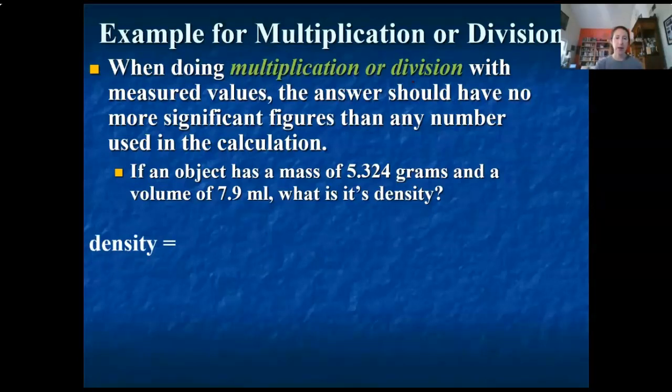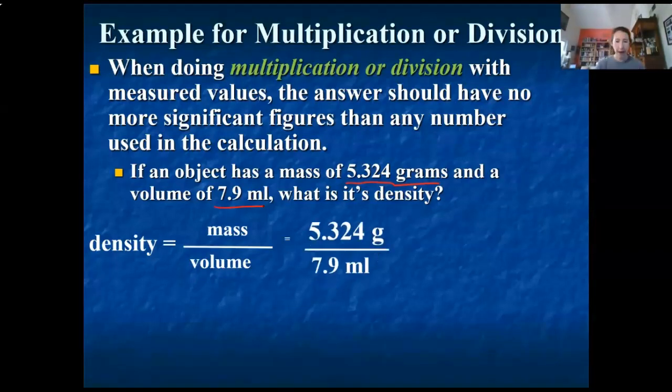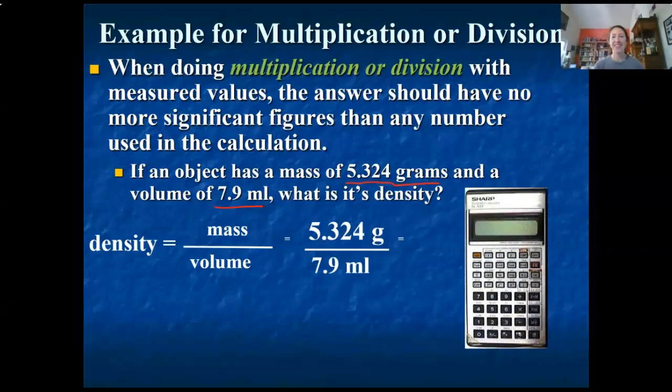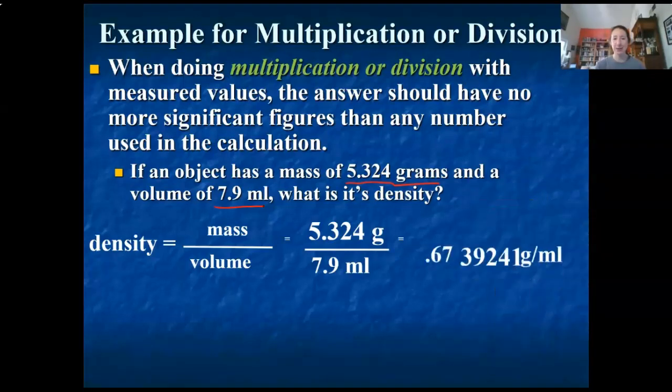So here's the problem. An object has a mass of 5.342 grams and a volume of 7.9 milliliters. What's its density? If we just do density equals mass over volume, and we have these numbers, we'd put it into our calculator. This is from like the 1970s, and it would give us this number. From this number, we need to determine how many significant figures we can actually use in our answer.